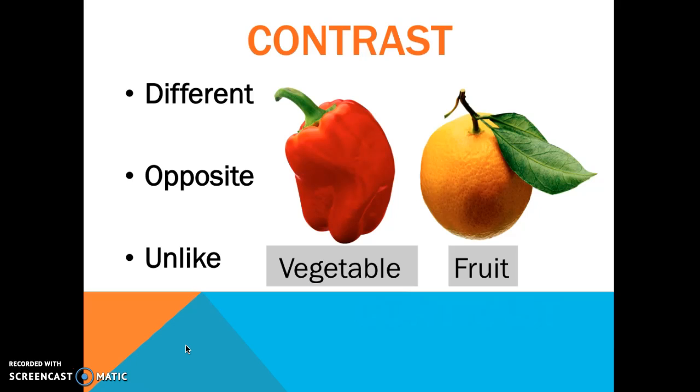When you contrast objects, you are looking for things that are different or opposite about them. These two items are different. One is a fruit and the other is a vegetable.